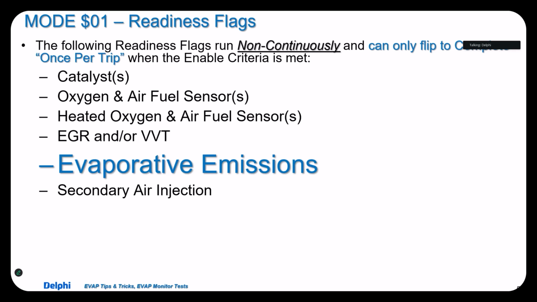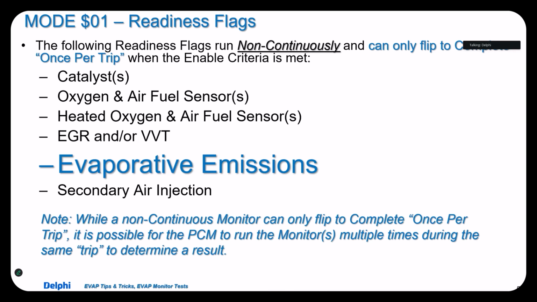Now, one of the other things about these monitors, I always say this, if you've ever done these, they can only flip to complete once per key cycle or once per trip. Well, I'm going to show you in a couple examples today. If the system is failing, the PCM may run the test a couple times to verify that it truly is a failure and they want to avoid any false failures. So they might run the test a couple times. So when things take longer or you see things happening that seem like something's going on, why isn't it setting it? It's because it's retesting it because it sees a possible failure. We'll take a look at one particular example today and one in the next class.